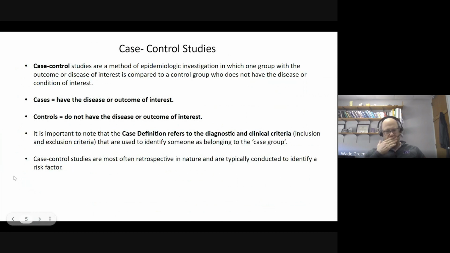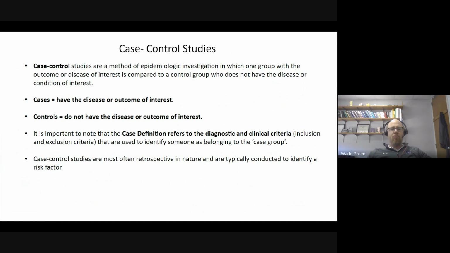So, case control studies, right? This is a main design of observational methodology, and this is generally a method of epidemiologic investigation in which we have one group with an outcome or disease of interest, and we compare that to a control group who do not have the disease or condition of interest. So it's really important to know that cases are those who have the disease of interest, and our controls are those who do not. I think that is pretty intuitive.